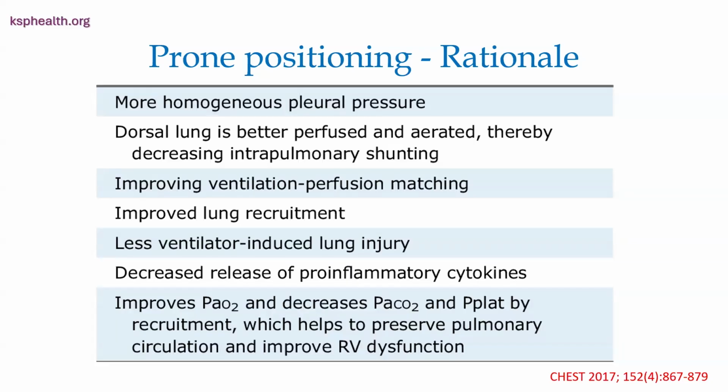Okay, what is the rationale for prone positioning? It gives a more homogeneous pleural pressure. The dorsal lung is better perfused and aerated, thereby decreasing intrapulmonary shunting. Intrapulmonary shunting is a very important part of hypoxemia in patients with ARDS. It improves ventilation perfusion matching, improves lung recruitment, causes less ventilator-induced lung injury and decreased release of pro-inflammatory cytokines, improved PaO2 and decreased PaCO2 and plateau pressure by recruitment, which helps to preserve the pulmonary circulation and improve right ventricular dysfunction. These are the rationale for doing prone positioning.